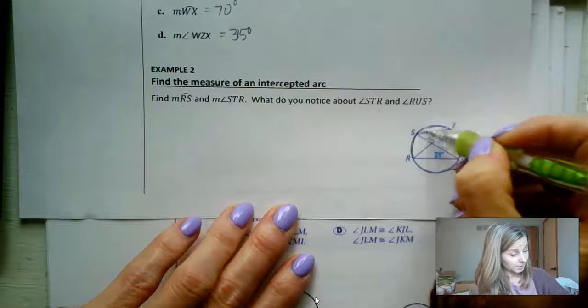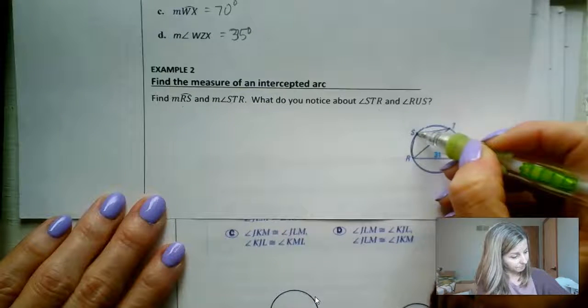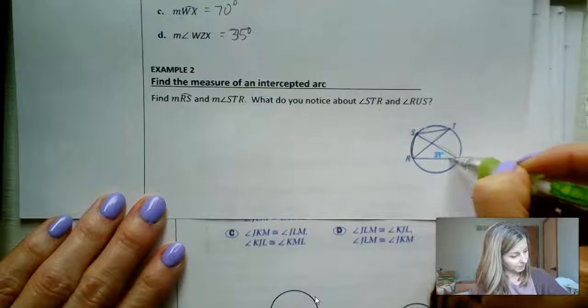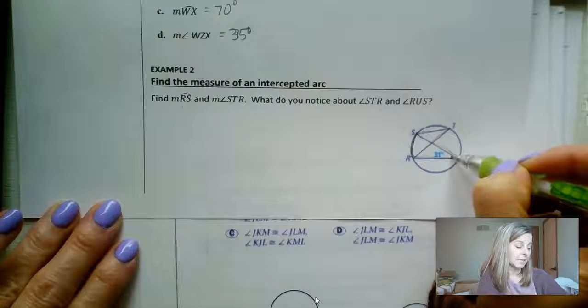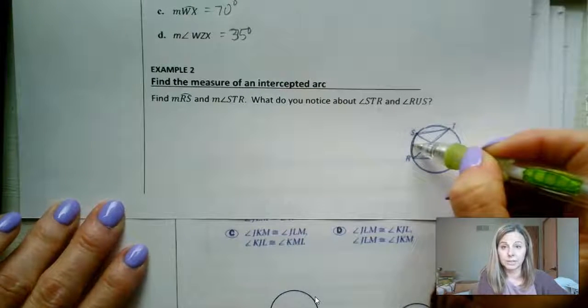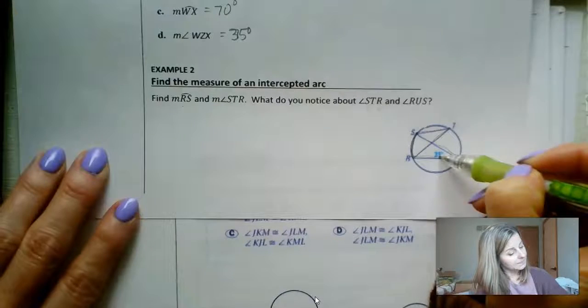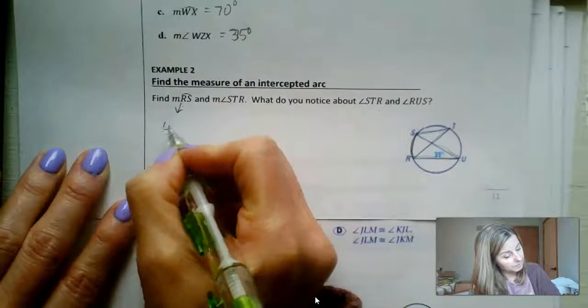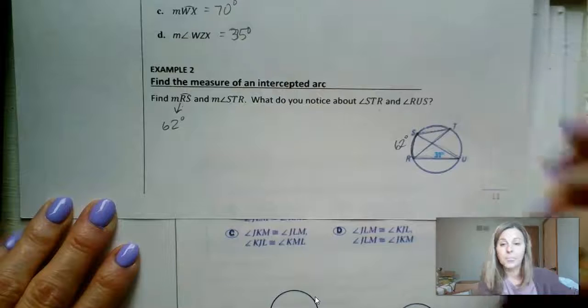So RS goes with angle T over here, but there's no information. RS also goes over here with angle U, and I see 31 degrees. So I'm going to take the angle and double it to get out to the arc. So if I double 31, that gives me 62 degrees. So this one is 62 degrees. In fact, I'll write that on the picture.